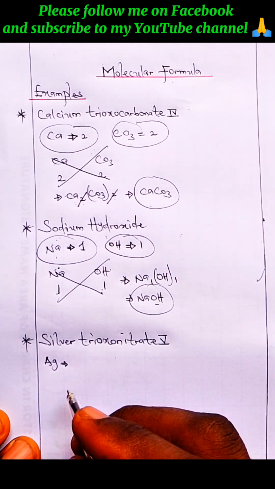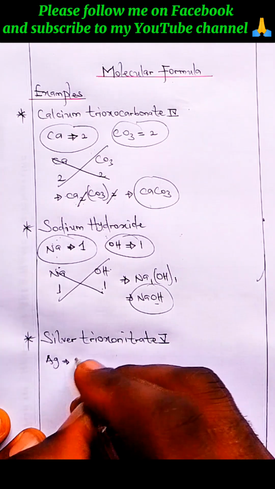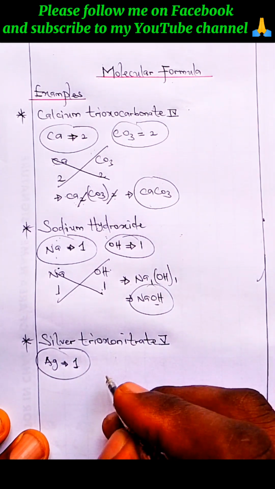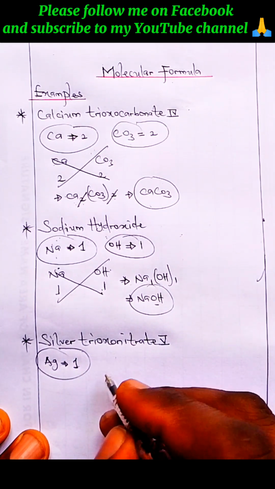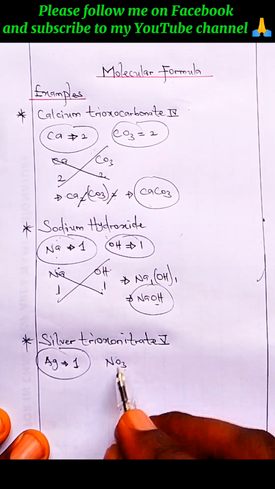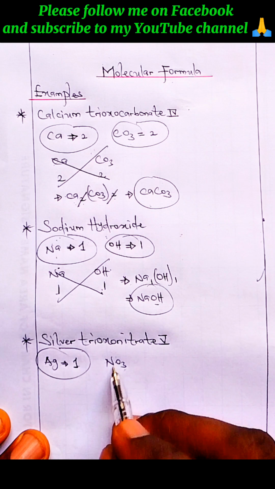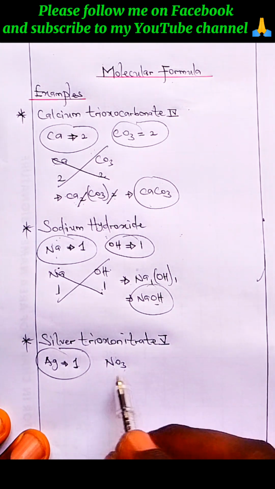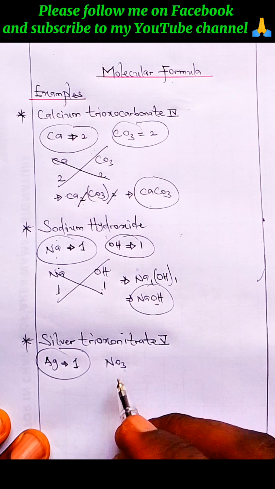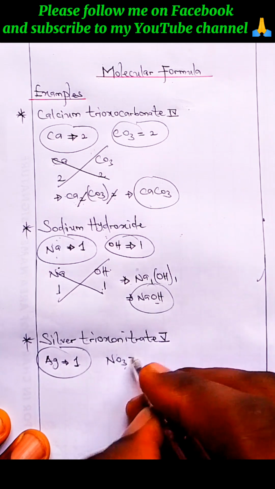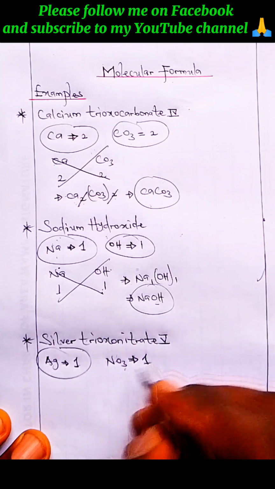So what's the valency for silver? It is 1. Silver is 1. Then trioxynitrate 5, that's NO3. That's 3 atoms of oxygen, 1 atom of nitrogen. Don't forget that by the time we combine this together, we end up having -1. This is an anion, but we don't really care. You're talking about valences this time around. So that's just 1 also.